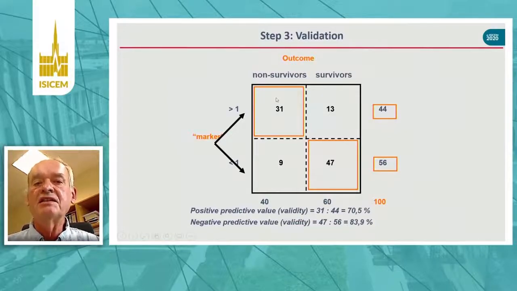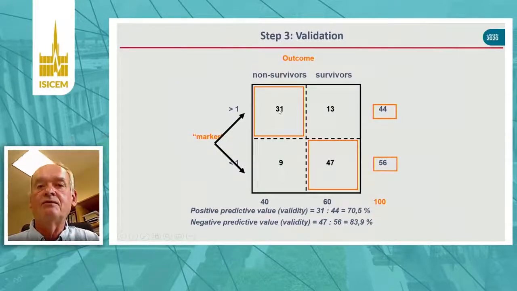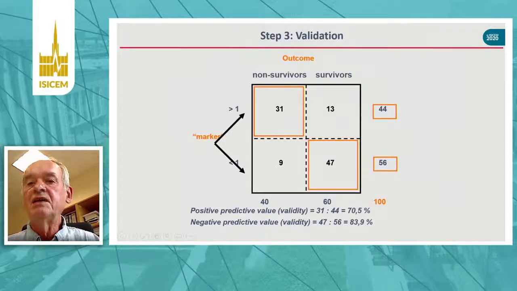And we are now looking: are the positively tested patients really non-survivors or sick, whatever you take as an outcome or diagnosis? And on the other hand, you look if those with a negative test are really healthy or surviving. And this is the so-called positive predictive value or validity and the negative predictive value or validity. And these are the key numbers which you have to keep in mind when you evaluate biomarker studies.